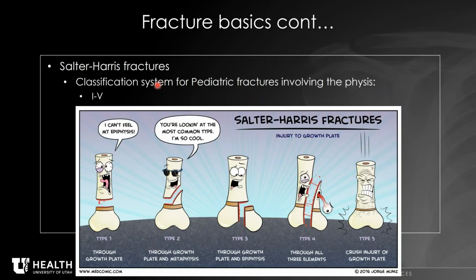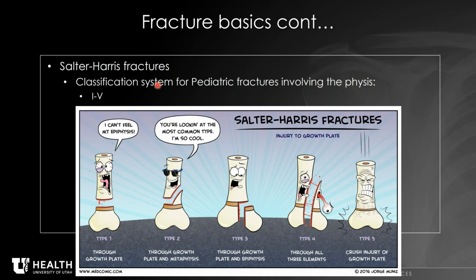So kind of the last part of fracture basics is the Salter-Harris fracture classification, and we only use this for pediatric fractures involving the physis. So if somebody has a fused physis, this terminology is not used. The first is a type 1 fracture, and that's just a fracture of the growth plate. These are really hard to diagnose on imaging, and probably more of a clinical diagnosis.